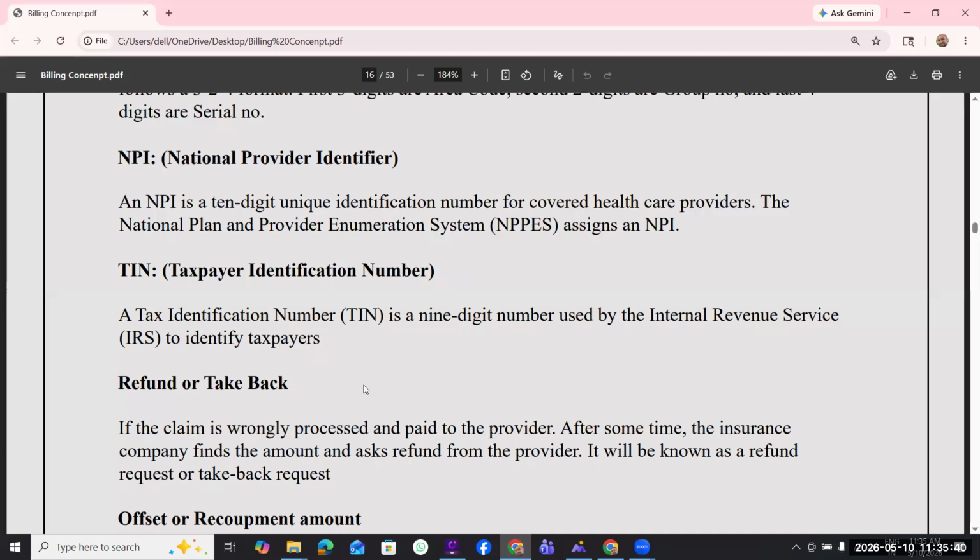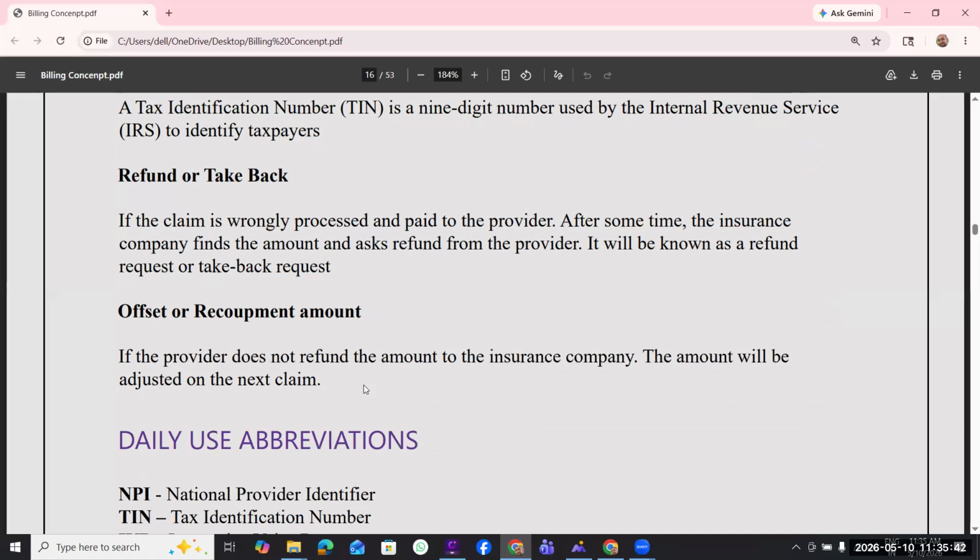Refund or take back. The term refund or take back is used if a claim is wrongly processed and paid to the provider. After some time the insurance company finds the amount and asks the provider for a refund, to recoup the money. It will be known as a refund request or take back request. So if any payment comes to the provider incorrectly, that amount will be sent back to the insurance company or payer. That is called refund or take back. Another name is take back request.